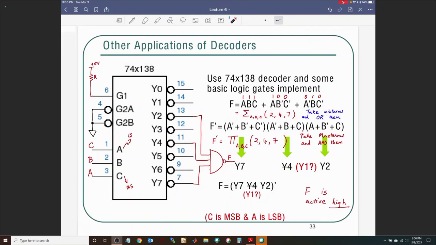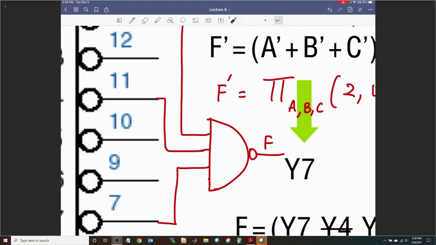Okay. What if I wanted an active low output? What would I need to do? Yep. An AND gate instead of a NAND gate, and you're done.